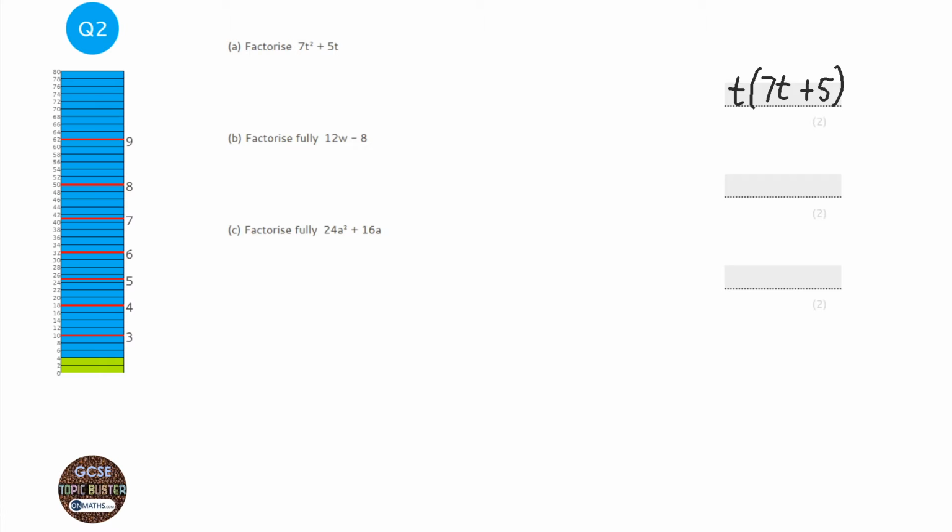Next one, w is only in the first term, so I can't divide out the w, but there's a number I can divide out of both of those. Now, I could pick 2, but actually 4 is a better number because it says factorise fully, which means I need to take out or divide out the 4 rather than just the 2. So 4 on the outside. What do I times 4 by to get to 12w? Well, 3w. And what do I times 4 by to get to minus 8? It's going to be minus 2. And again, I can expand that to check it.